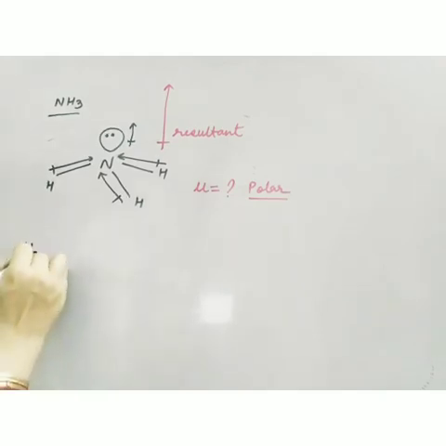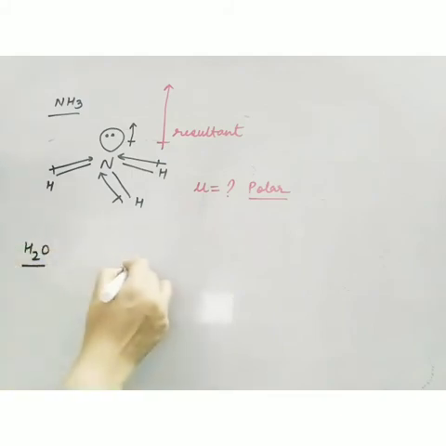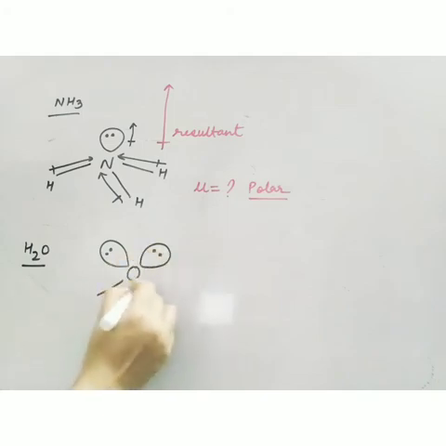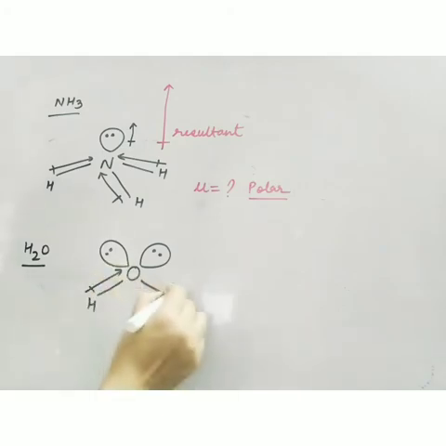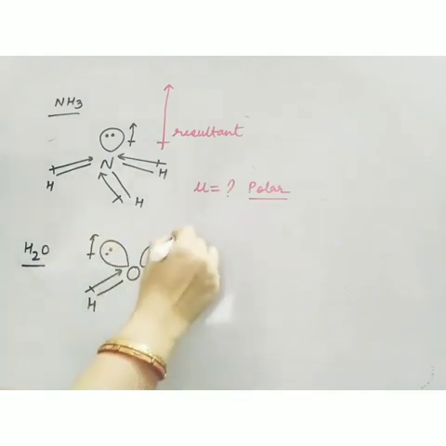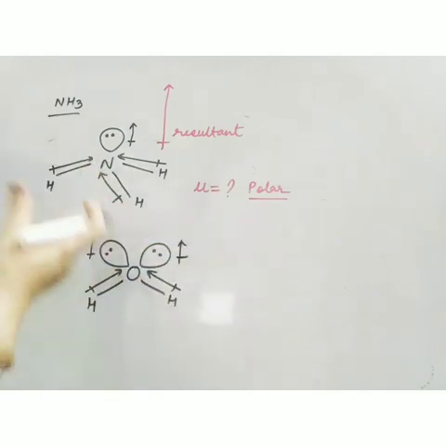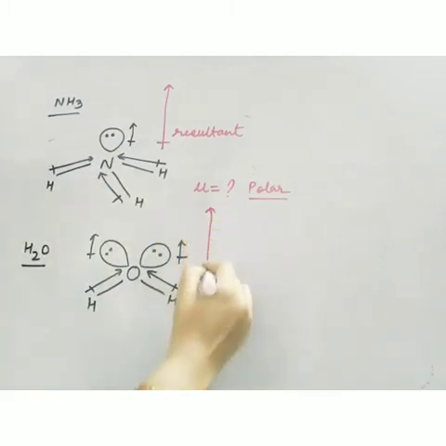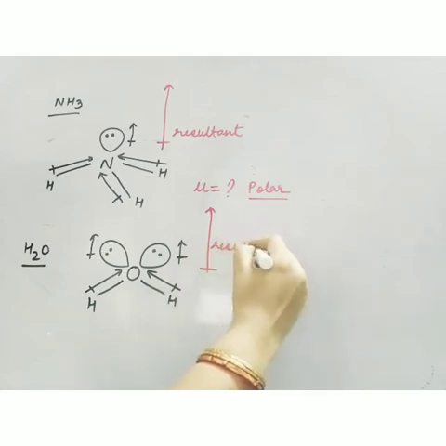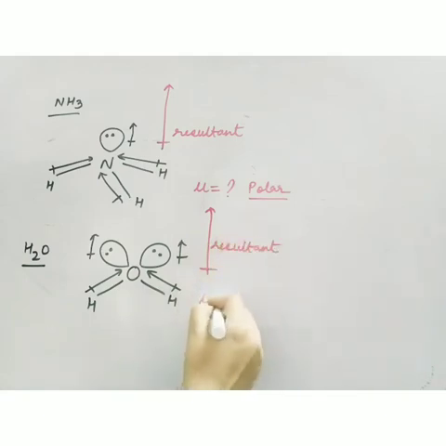The next example is water. Now oxygen, two lone pairs are there and this is V shape. Now oxygen is more electronegative, so put the arrows towards oxygen. Now there are two lone pairs, so 1 and 2. Now all the four vectors are pointing up, so definitely resultant will point up only. So it is also having some polarity, means the molecule is polar.